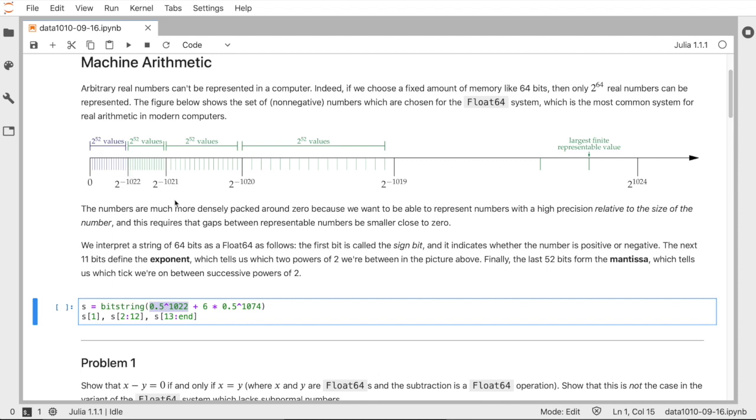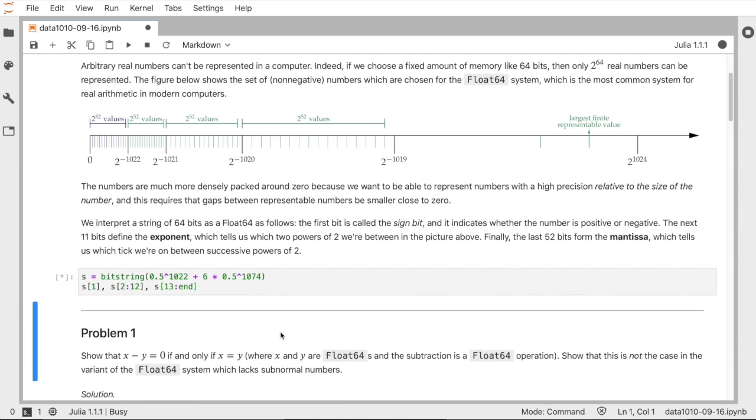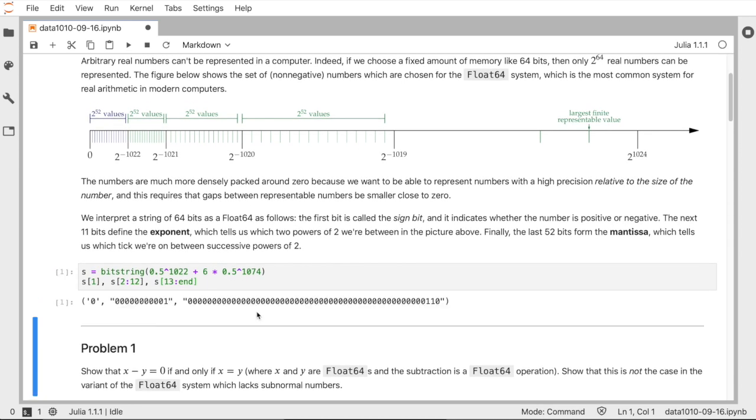So if we move over 6 tick spacings from the left endpoint of one of our intervals between successive powers of 2, and we check out what the string of bits looks like, we get a 0 sign bit indicating that it's a positive number, and then the exponent bits are telling us that we're in this first interval here. And then all the remaining bits are telling us which tick we're on, and we're on the 6th one. If you interpret 110 as a binary number, then you get 0 ones, 1 two, and 1 four. That adds up to 6.